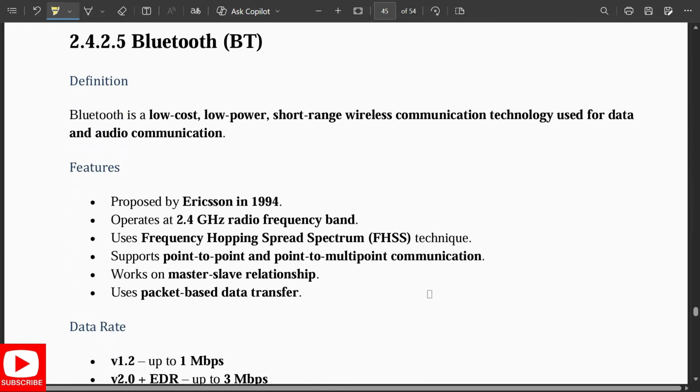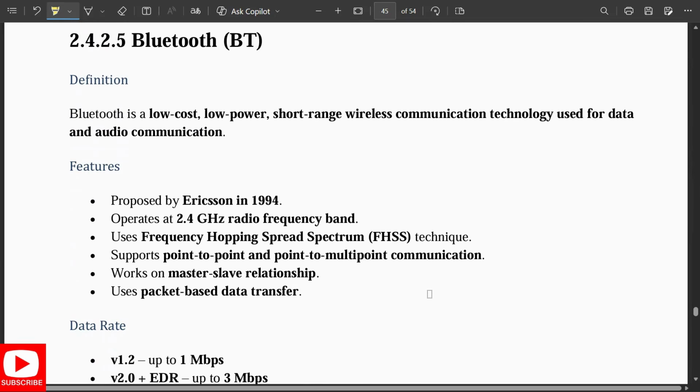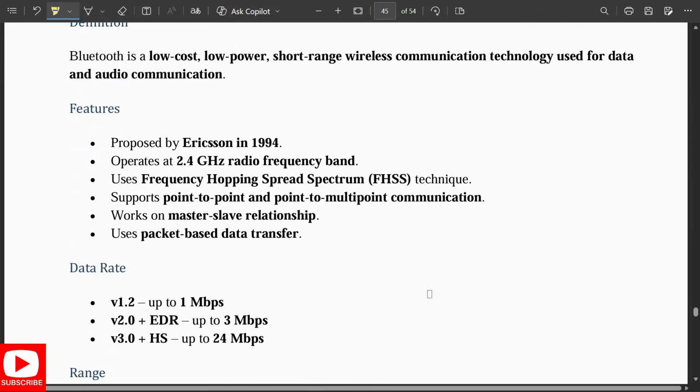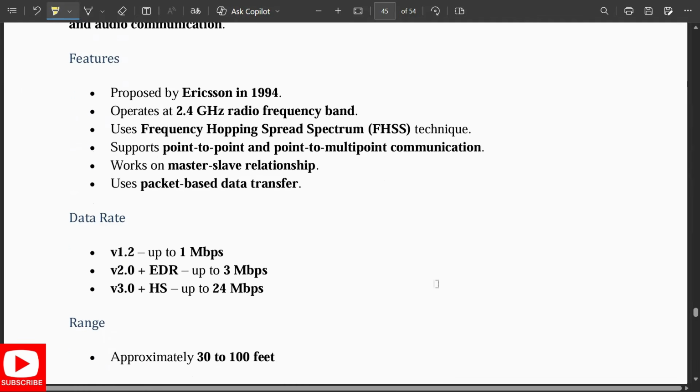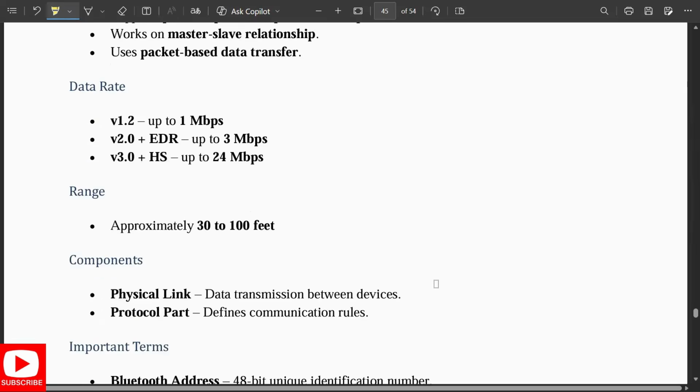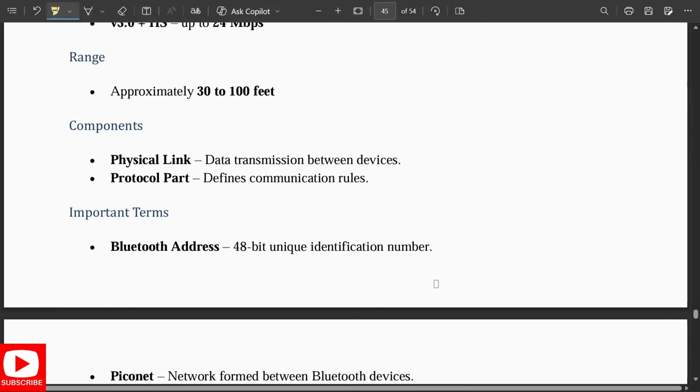Then comes Bluetooth. It is a low cost, low power, short range wireless communication technology used for data and audio communication. It operates at the radio frequency band of 2.4 gigahertz. It uses a frequency hopping spread spectrum technique. It supports point to point as well as point to multi-point communication. It works on the master-slave relationship. It uses packet-based data transfer. Range is 30 to 100 feet.